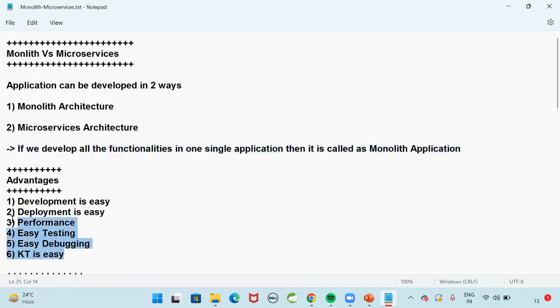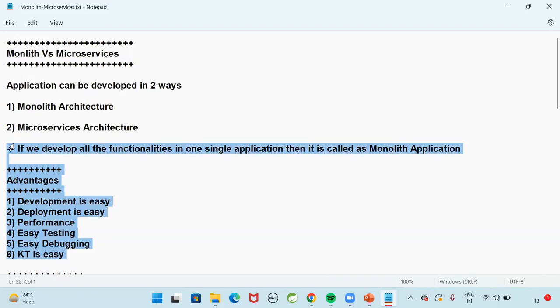What are the advantages of going for monolith architecture? Application development will be easy. Application deployment will be easy. Application performance will be good. Application testing will be easy. Application debugging will be easy. And explaining about our application to the new team members, providing the KT for them is also easy. These are the advantages of going for monolith architecture.